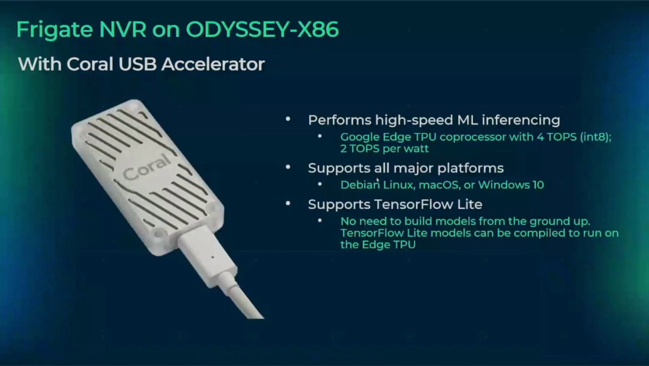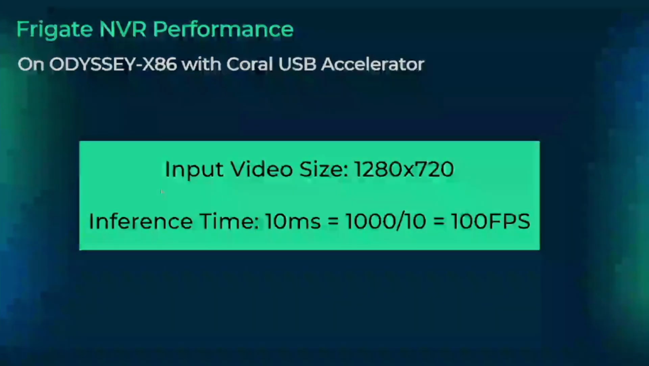We can use this kind of Coral USB accelerator. This is by Google. So you simply need to connect this Coral USB accelerator into the x86 device to increase the AI performance. When we connect it, we can get 100 FPS. So this is pretty insane. That's a big bump. It's like a 10x increase and then some.